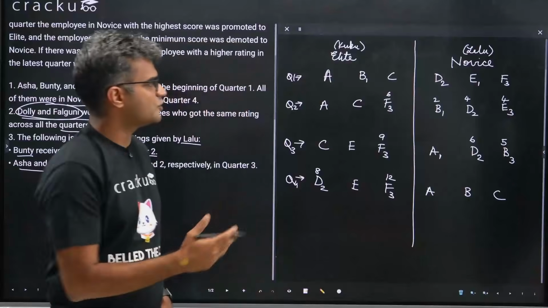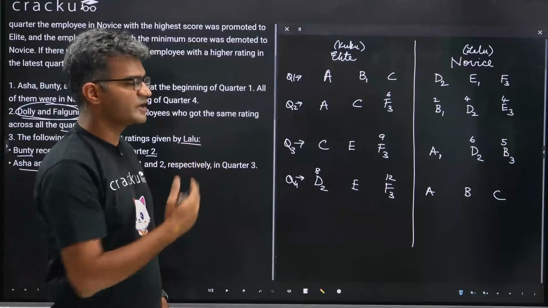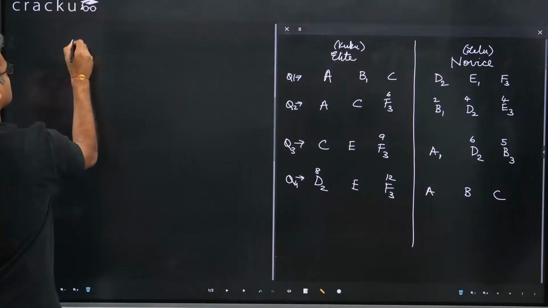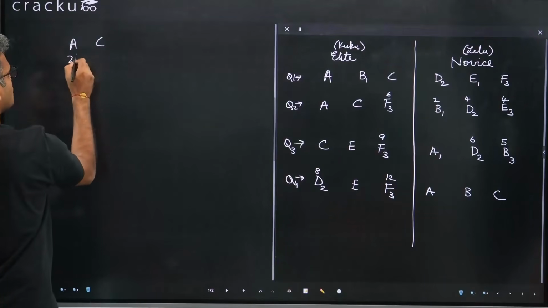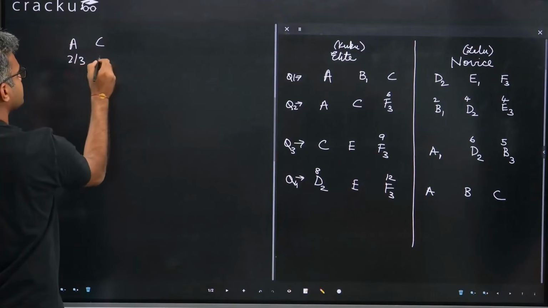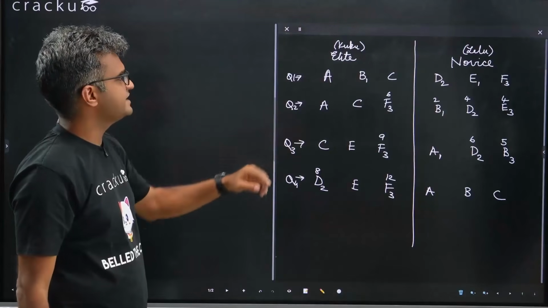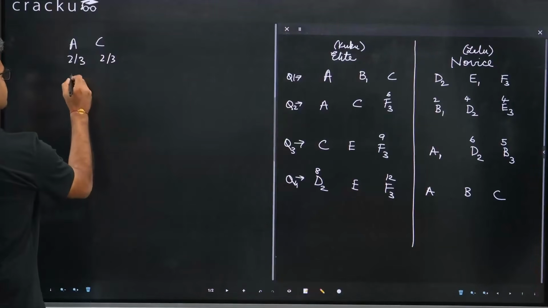Now, we have to figure out how much the other people have scored. For example, if you are looking at the scores of A and C in the first quarter, A and C would have scored either 2 or 3 in the first quarter. Similarly, in the second quarter, A and C have to score 1 or 2.